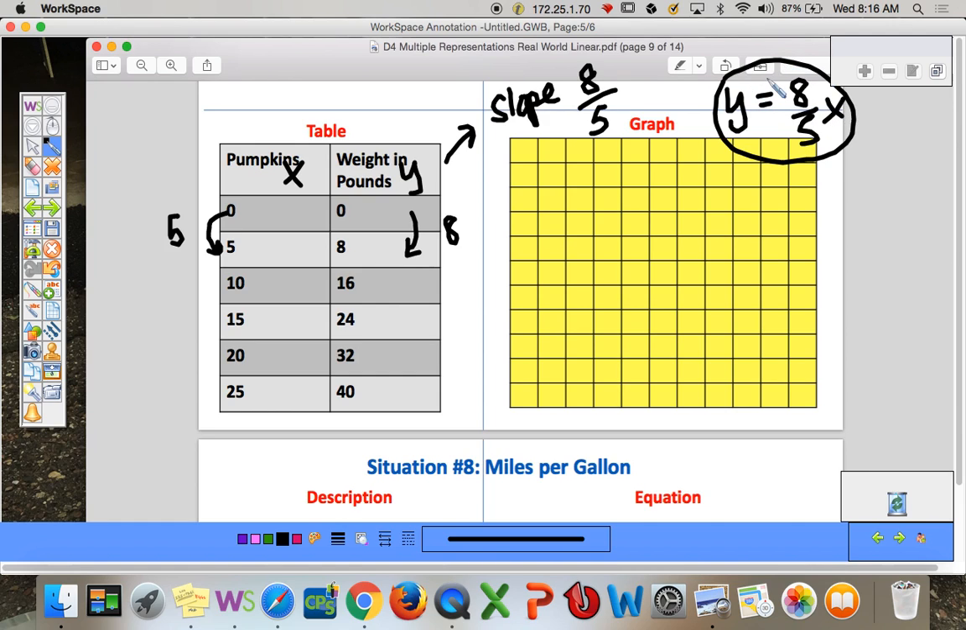Okay, so this was day 1 of multiple representations. We're going to spend a few more days on this, and by the time you take the test, you should be comfortable going through each form.